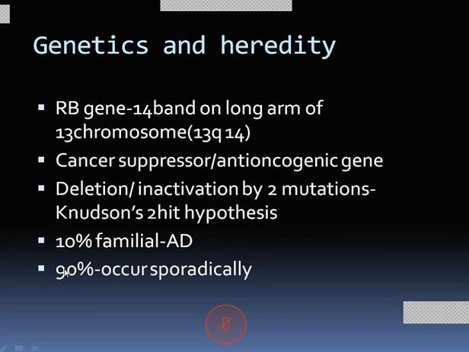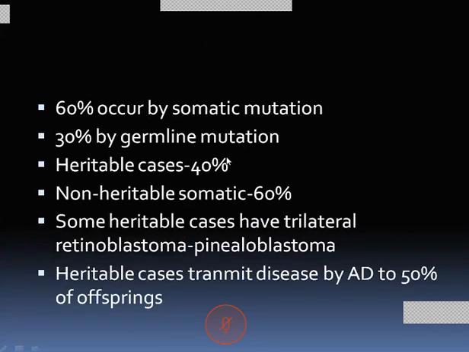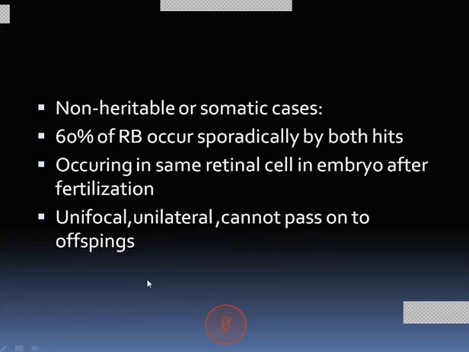So that occurs in sporadic cases. 10% are familial autosomal dominant and 90% sporadic, and among them 60% somatic mutation and 30% germline mutation. Altogether 40% are heritable cases. Heritable cases can be bilateral and multifocal, whereas non-heritable cases are unifocal and unilateral.